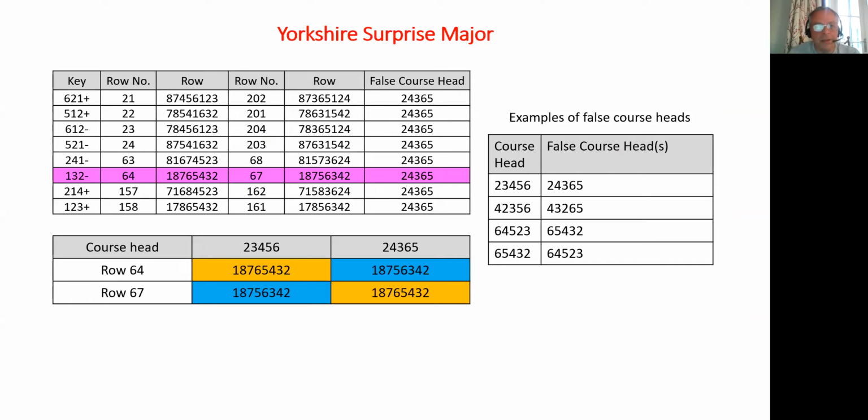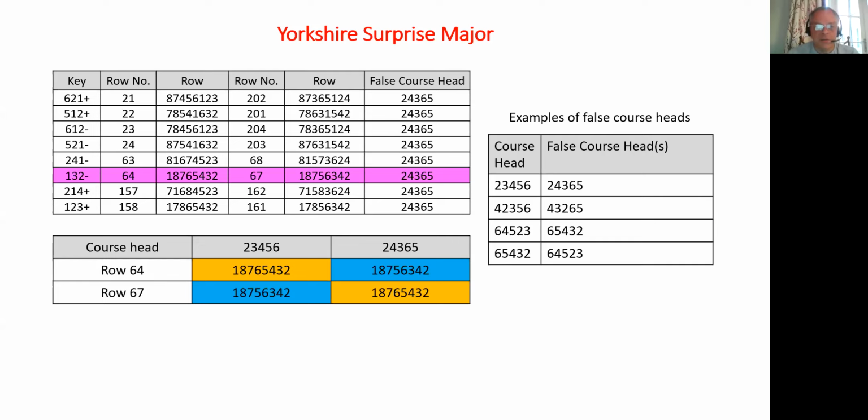If we have a look in detail at what the rows are in the plain course for that key, at row 64 we get 187654332, and at row 67 we get 187563342.